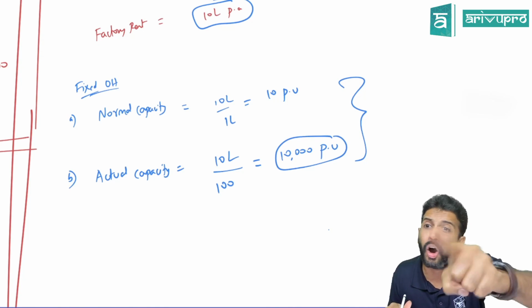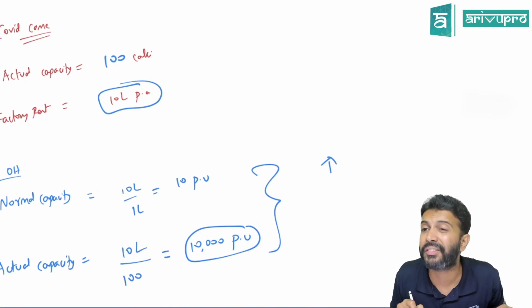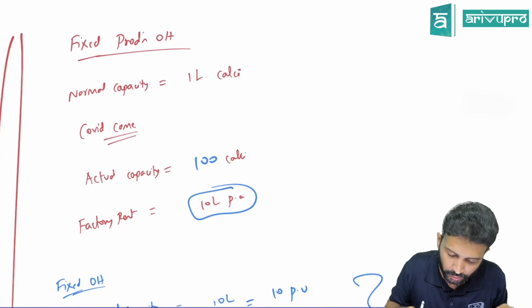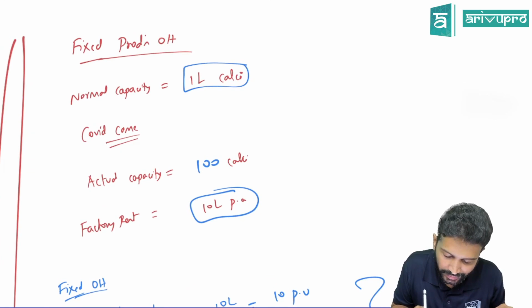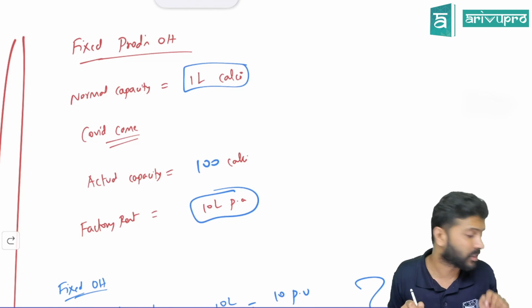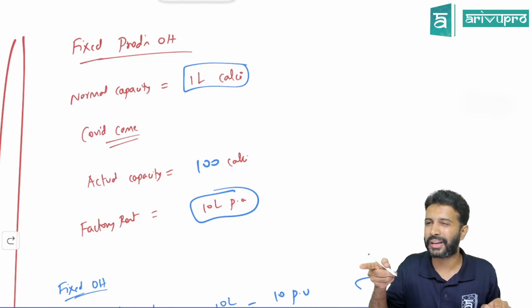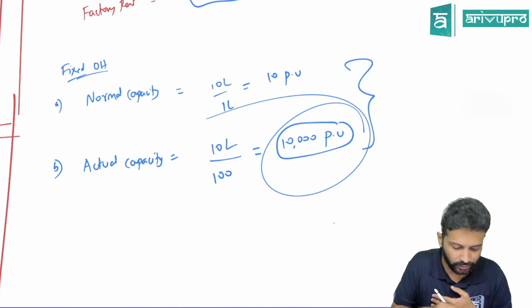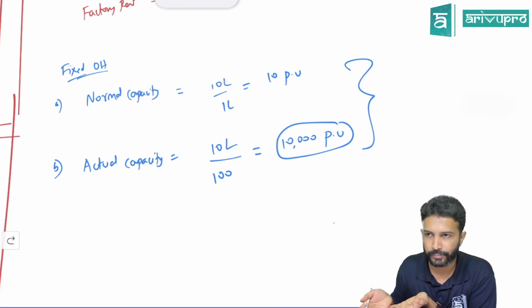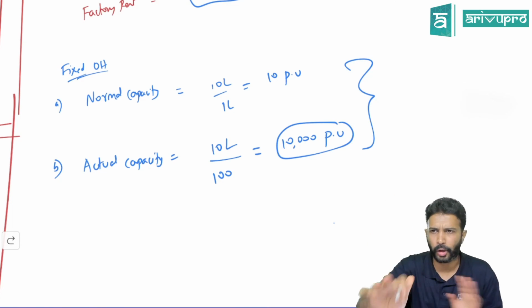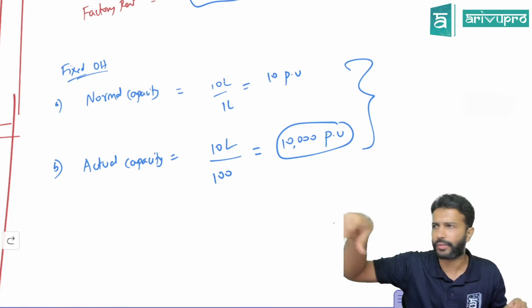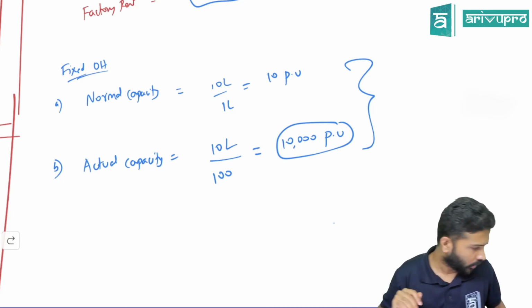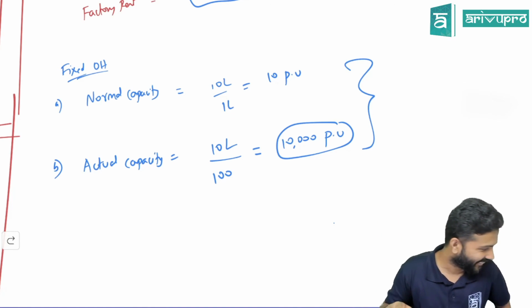That is the reason this rule has been brought in, that fixed overhead should be absorbed based on normal capacity or actual capacity, whichever is higher. In this problem, which is higher? Normal capacity is 1 lakh, actual capacity is 100. Normal capacity is higher, so you'll use that. If you use actual capacity, you will end up with weird numbers like this. That is the logic of that particular rule. Got it, everybody?